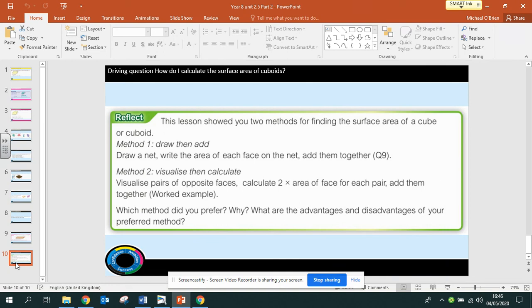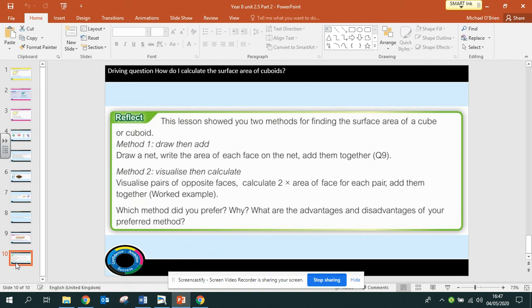What worked well? Which method did you prefer? Did you want to draw them all to understand what you were doing? Or did you think once you sort of got the hang of it, it was faster and easier to do it just visualizing and building the shape in your head? There's no right answer. There's no wrong answer.